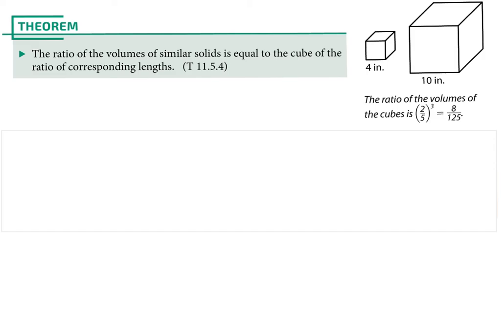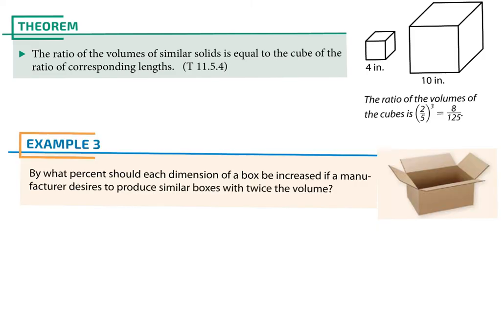All right. So look at this example. By what percent should each dimension of a box be increased if a manufacturer desires to produce similar boxes with twice the volume? Twice the volume. All right. So if the volume is exactly double, then that's going to be whatever the ratio is cubed.